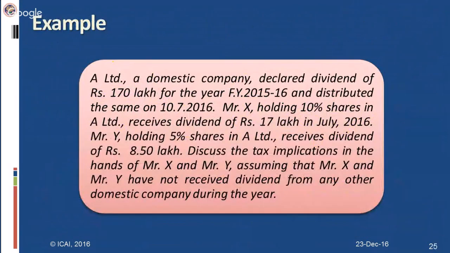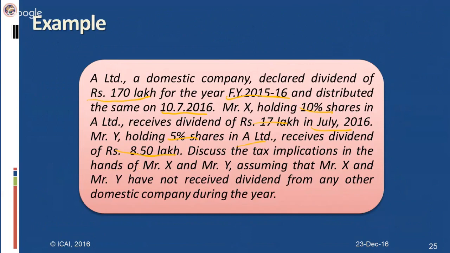Let's take an example. A Limited is a domestic company. It declared dividend of 170 lakhs for the financial year 2015-16 and distributed the same on 10 July 2016. Mr. X holds 10% shares in A Limited. So he receives dividend of 17 lakh, 10% of 170 lakh, in July 16. Mr. Y holds 5% shares in A Limited. He receives 8.5 lakh, 5% of 170 lakh.